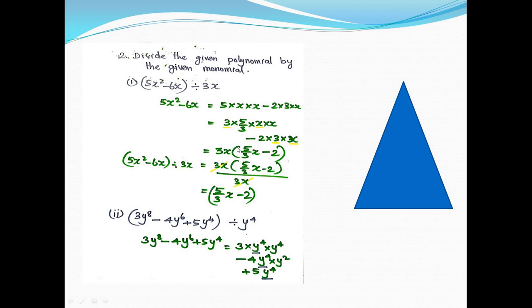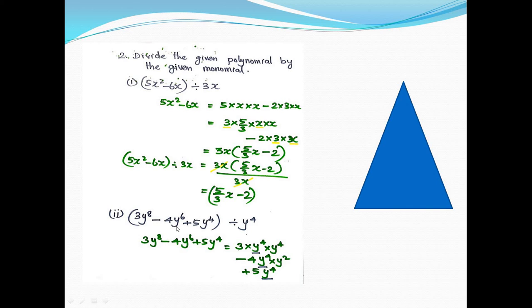When you take 3x as common factor, the non-common factor in the first term is 5 by 3 into x minus 2. Then we can do the division: 3x multiplied by 5 by 3 x minus 2, divided by 3x. We can strike off 3x. The solution will be 5 by 3 x minus 2. Let us move to the next exercise.